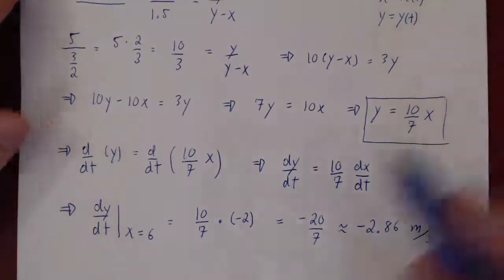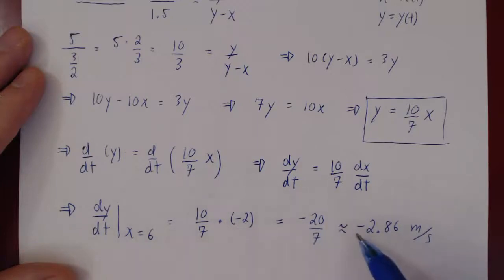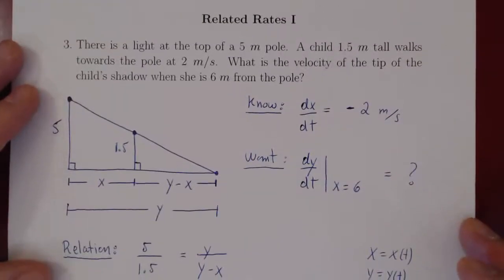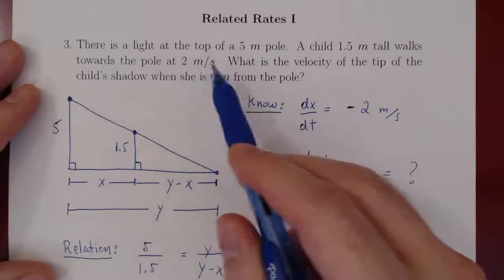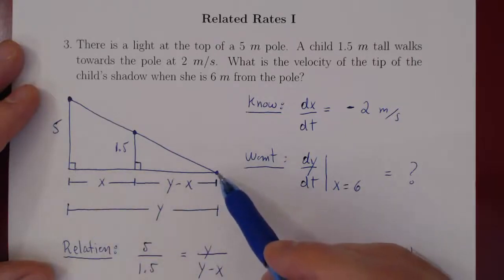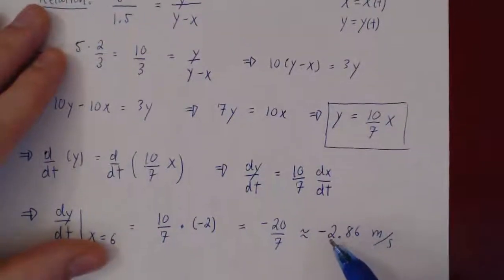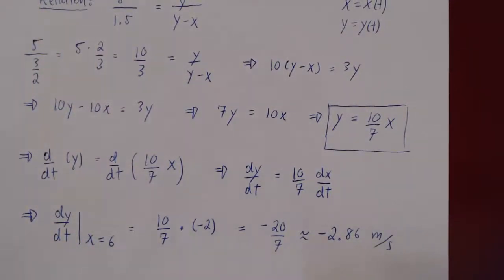And you can see that the rate of change of the tip of the shadow is also constant, right? No matter what value of x is, it's always roughly negative 2.86 meters per second. And what's kind of neat is the shadow is moving faster than the child. The child is moving at a speed of 2 meters per second. So this point is moving at a constant speed of 2 meters per second. But this point, the tip of the shadow, is also moving at constant speed, but not 2 meters per second, but approximately 2.86 meters per second. So the tip of the shadow is moving faster than the actual child.